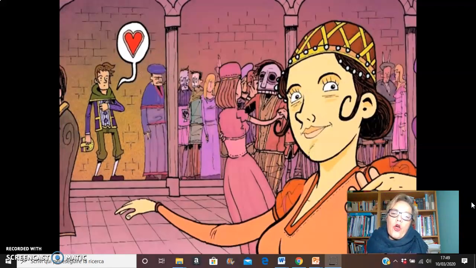At the feast, Romeo spots Juliet across the room, and he immediately falls in love with her. He forgets about Rosaline in that very moment.